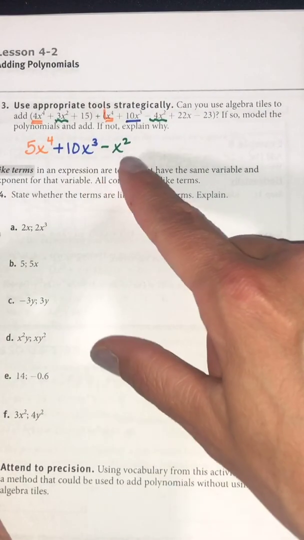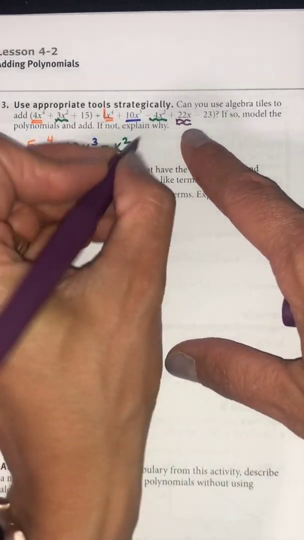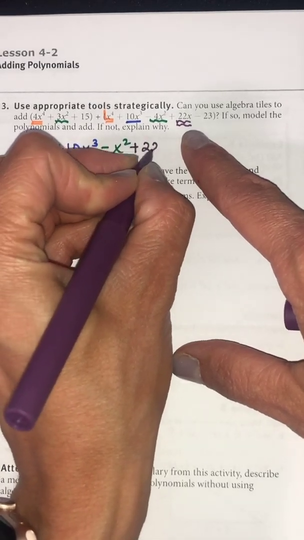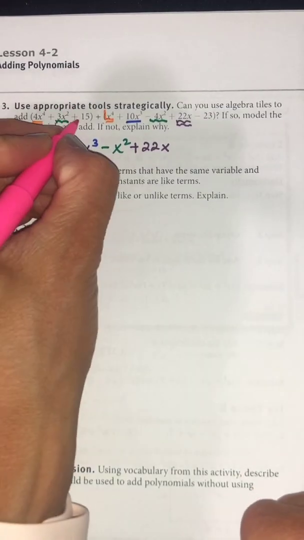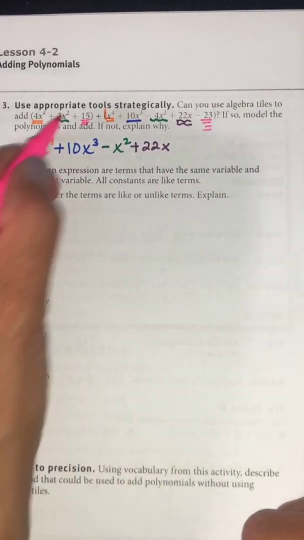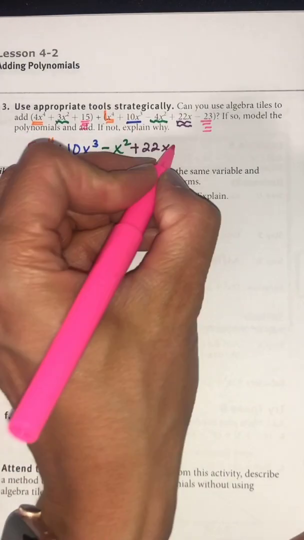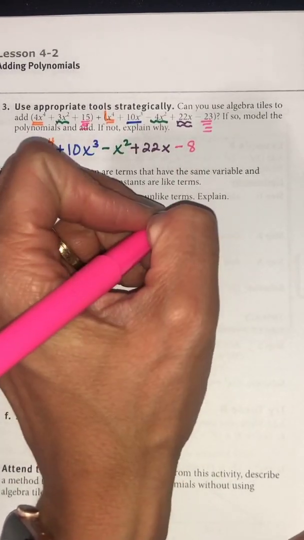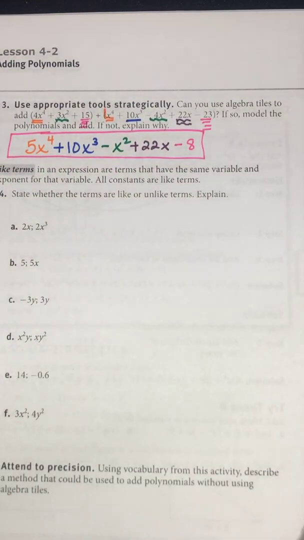And then do I have an x term? There's an x term, the 22x. So I'm just going to bring it down, plus 22x. And then my constants, I have a 15 and a negative 23. So positive 15 plus a negative 23 is a negative 8. And there is our polynomial: 5x to the 4th plus 10x cubed minus x squared plus 22x minus 8.